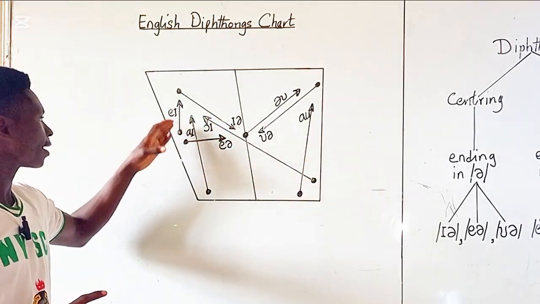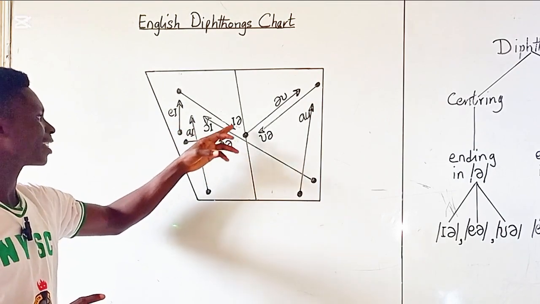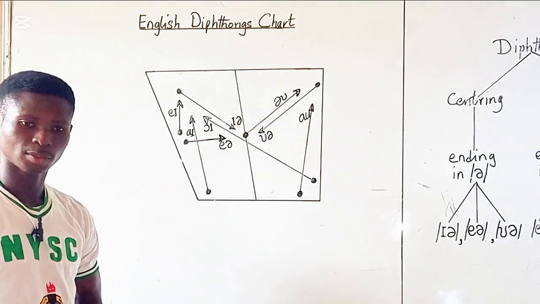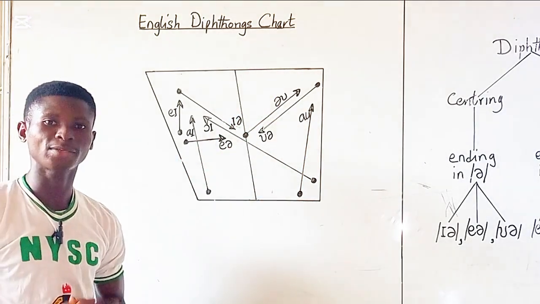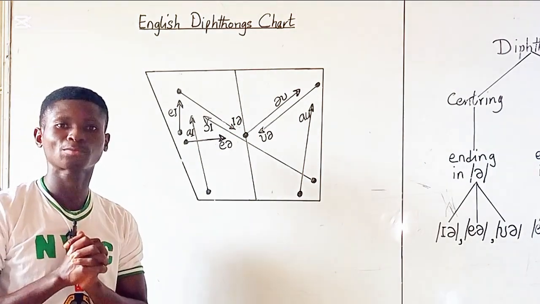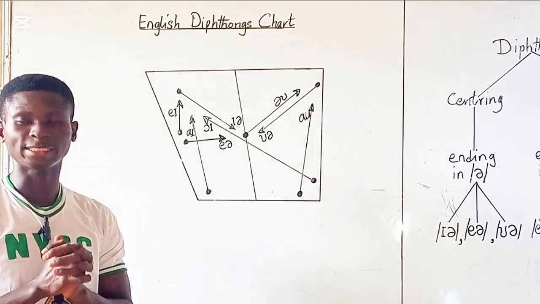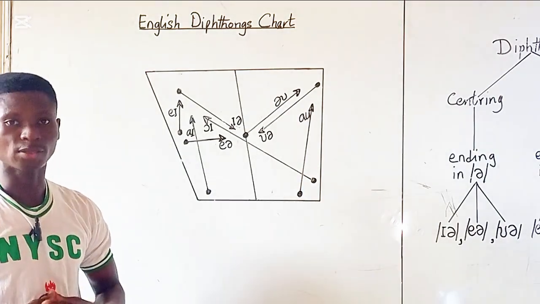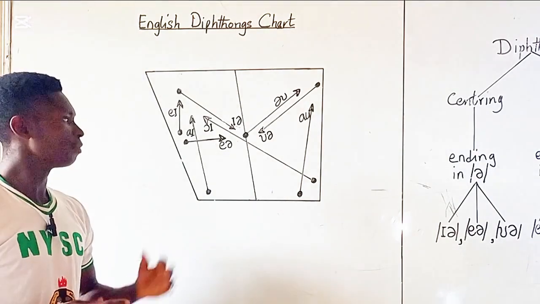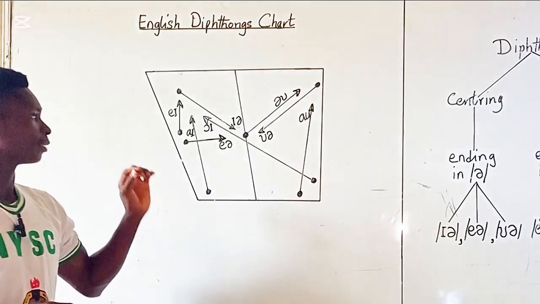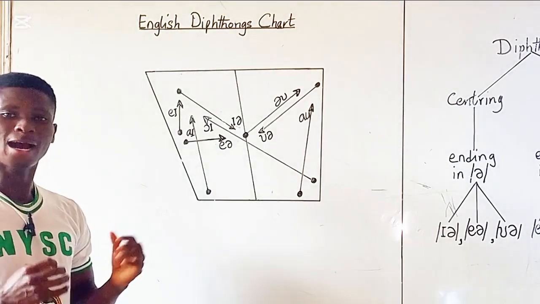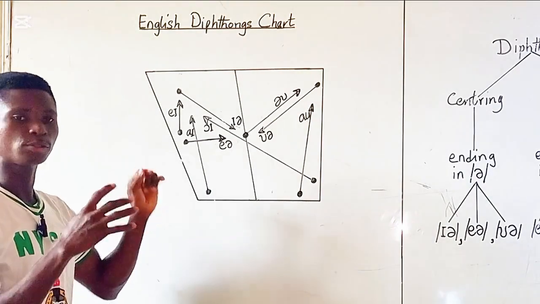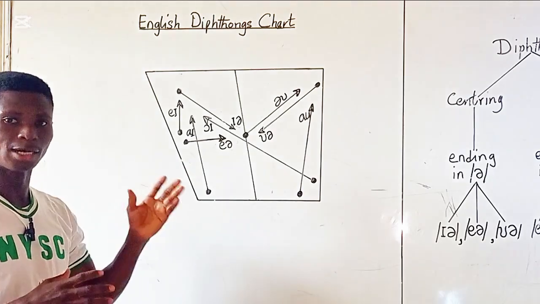Now, we have 8 diphthongs in English language, and they are indicated here in this chart. We have the ay, the eye, oy, ear, air, oor, oh, and ow. These are the diphthongs of English language. Now, how do we articulate them? And what are the classifications of these diphthongs? Let me begin from the diphthongs that have their movement from different positions to the center of the chart.